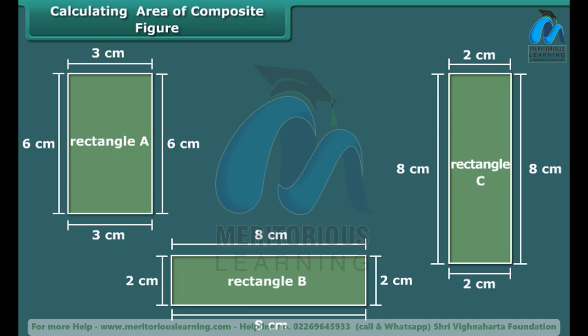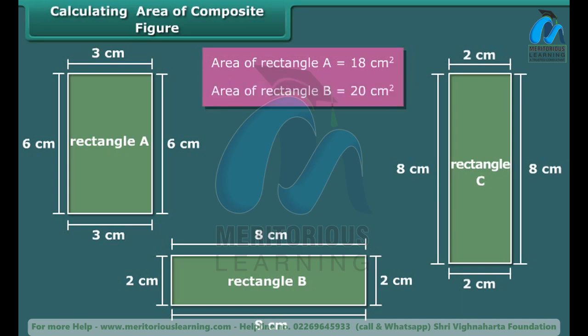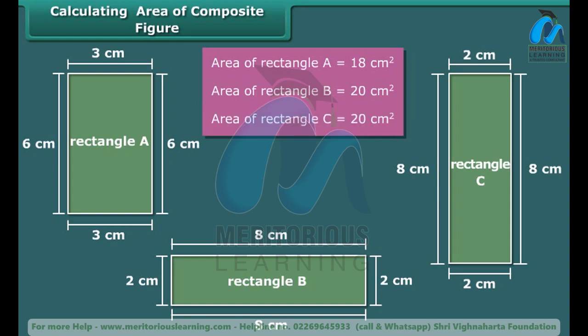Here we can divide the given composite figure into 3 rectangles. The area of rectangle A is 18 centimeters square. The areas of rectangles B and C are the same, that is 20 centimeters square. Thus, the area of the composite figure is 18 plus 20 plus 20, which is equal to 58 centimeters square.